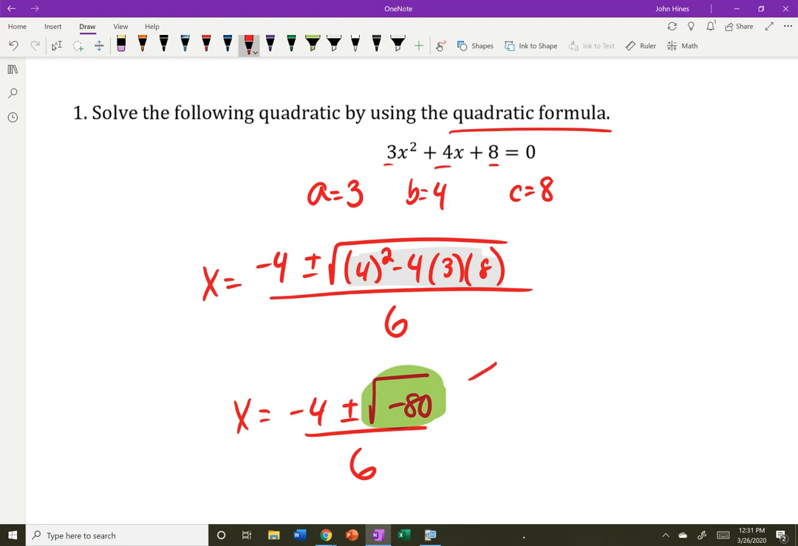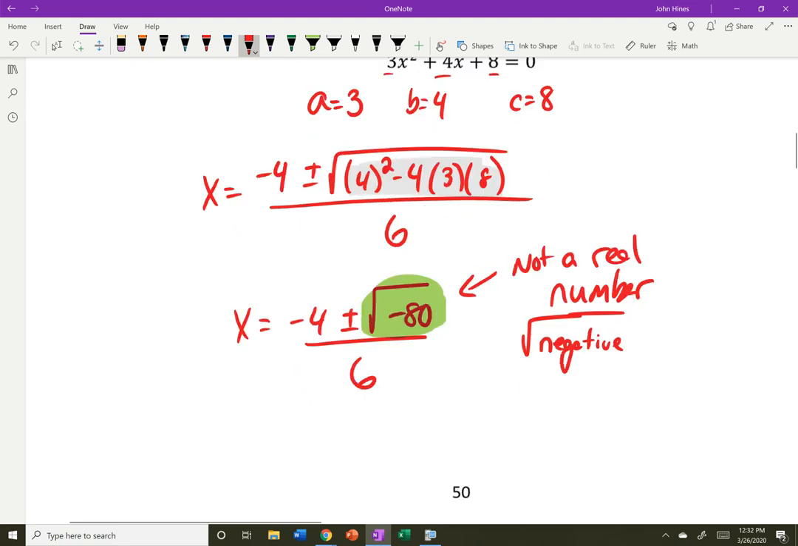Hopefully you remembered when we completed the square, this is not a real number. Why is it not a real number? It's the square root of a negative. There's no real number that when you multiply it by itself gives you a negative number back. Because 2 positives make a positive, 2 negatives make a positive. So there's no way I'm going to multiply a number by itself and get negative 80.